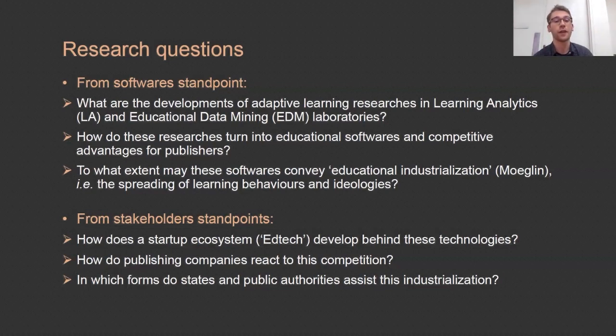And then this requires some questions about stakeholders. How does a startup ecosystem, which is often called EdTech by these players, develop behind these technologies? And what position do big tech companies play in this ecosystem? I also wonder how publishing companies, which are more traditional players in these markets, react to the arrival of new competitive advantages like this. And in which forms do states and public authorities assist this industrialization, and how do they perceive maybe an opportunity to enrich or to think about the next generation of textbooks?